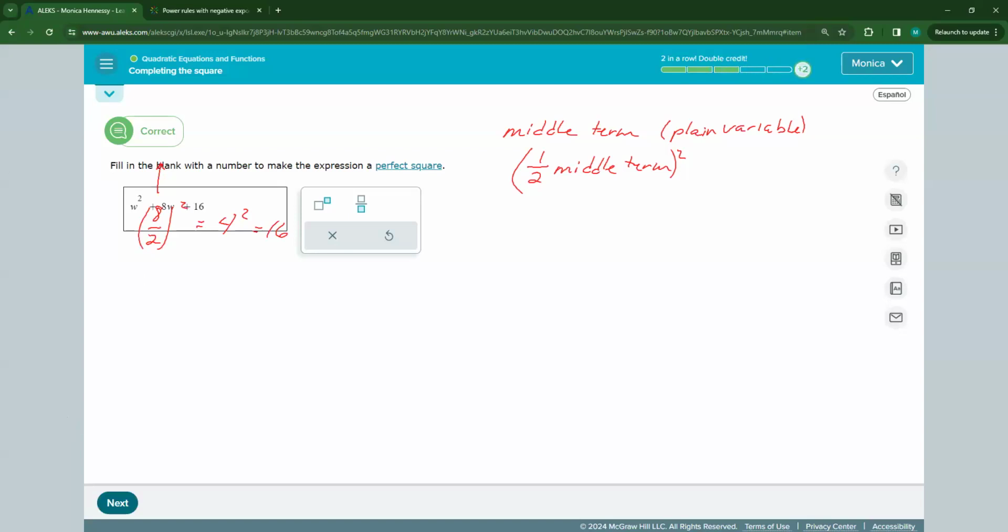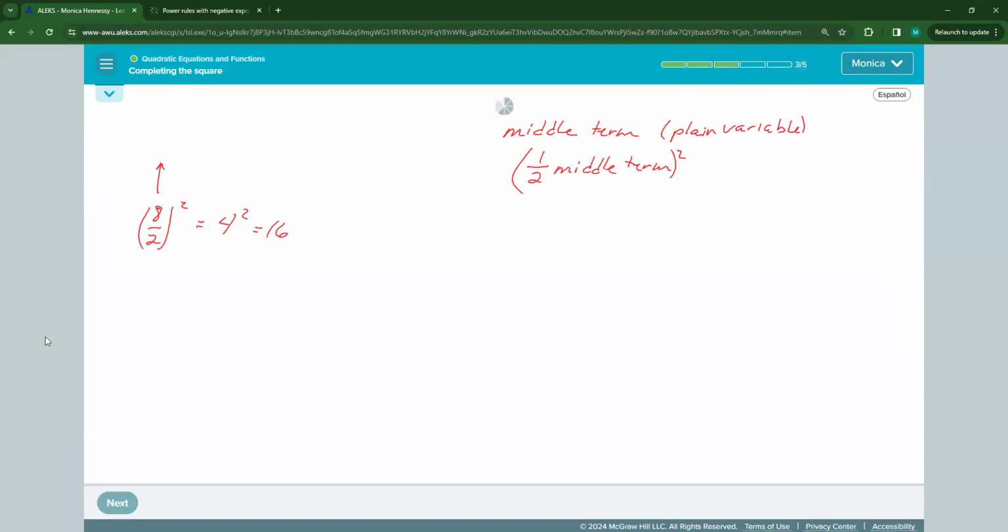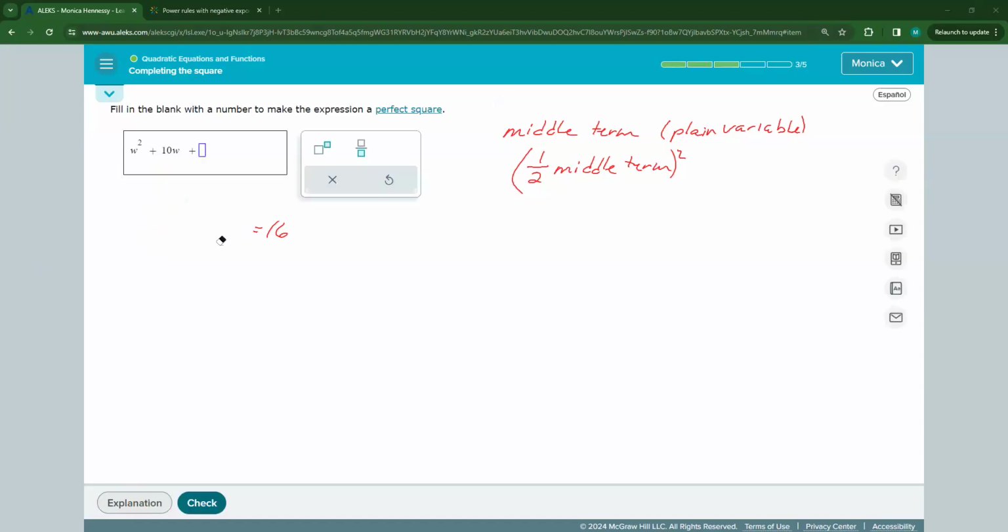All right, and the last one that we're going to get. All right, so this time we have 10 in the middle. And it is a positive 10. So we have 10 divided by 2, positive, squared, which is just going to be 5 squared, which is 25.